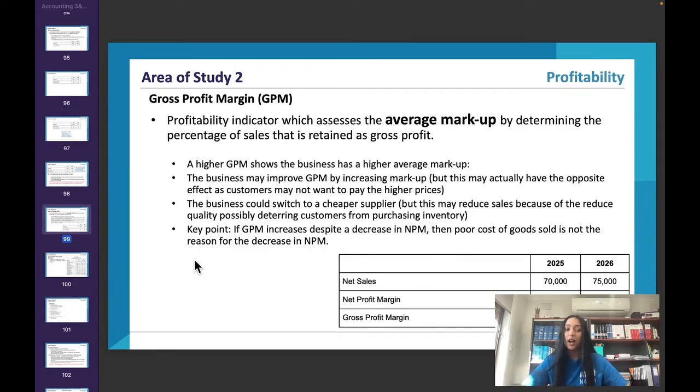Another way to increase markup without changing selling prices is to switch to a cheaper supplier. For example, if we're selling items at $10 per item but purchasing the item for $5, and then I'm the business owner and I see a cheaper supplier that's only selling the inventory for $2.50 instead of $5, that would increase our markup and we don't even have to change our selling prices. So we can keep our customers, not repel them, but still increase our markup. However, you need to keep in mind that a cheaper supplier might mean lower quality inventory.